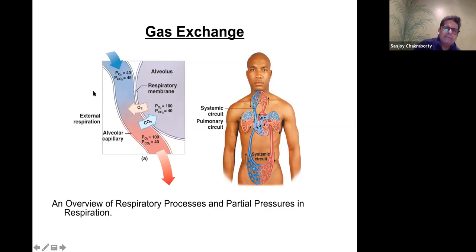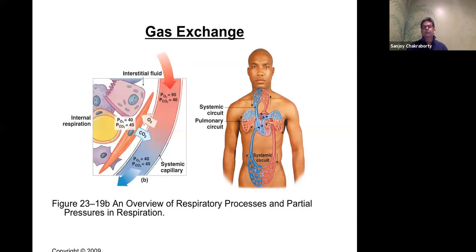Now, who carries this oxygen? Why is so much oxygen going in? If this is 40 and this is 100, the middle is 70, so oxygen should be 70 here, but look at the oxygen here. It's like 100 again. So much oxygen is getting in. The question is why? The reason is hemoglobin.